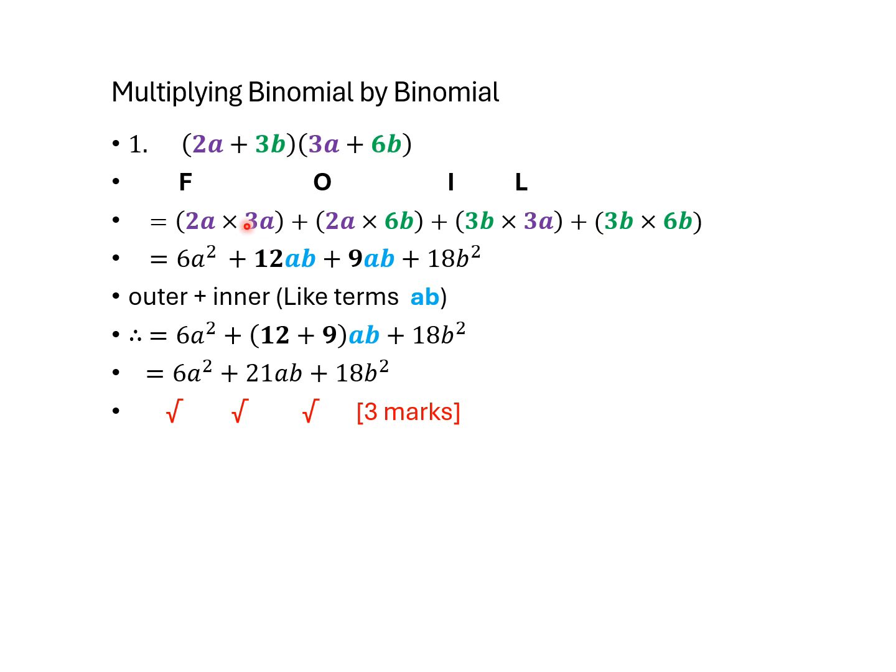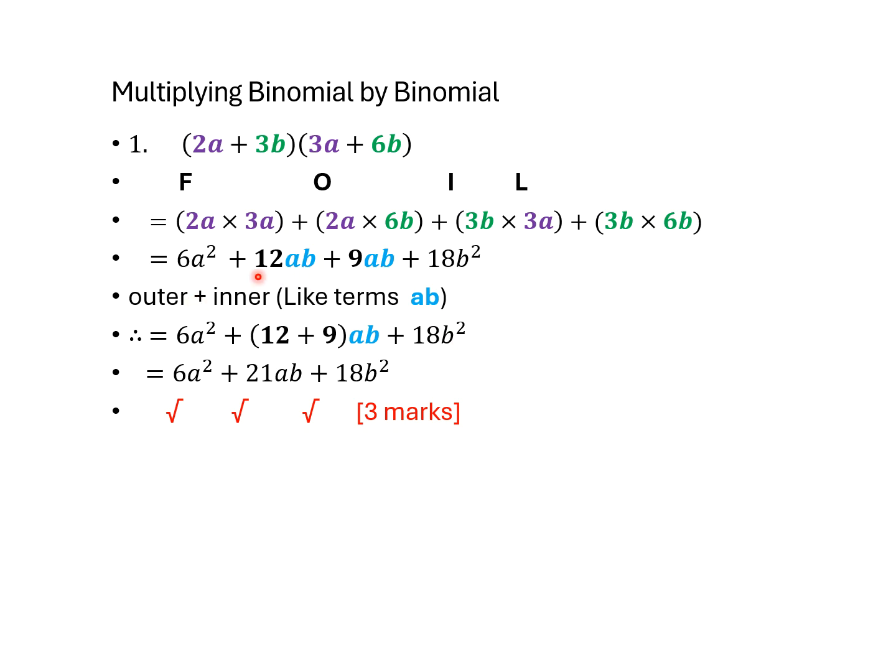So 2 times 3 gives me 6, a times a gives me a squared. 2 times 6 gives me 12, a times b. 3 times 3 gives me 9, a times b, ab. 3 times 6 gives me 18, b times b is b squared. So there's a 6a squared, but if we look through all four terms, there's no other a squared, so 6a squared stays. 18b squared, there's no other 18b squared, so 18b squared stays.